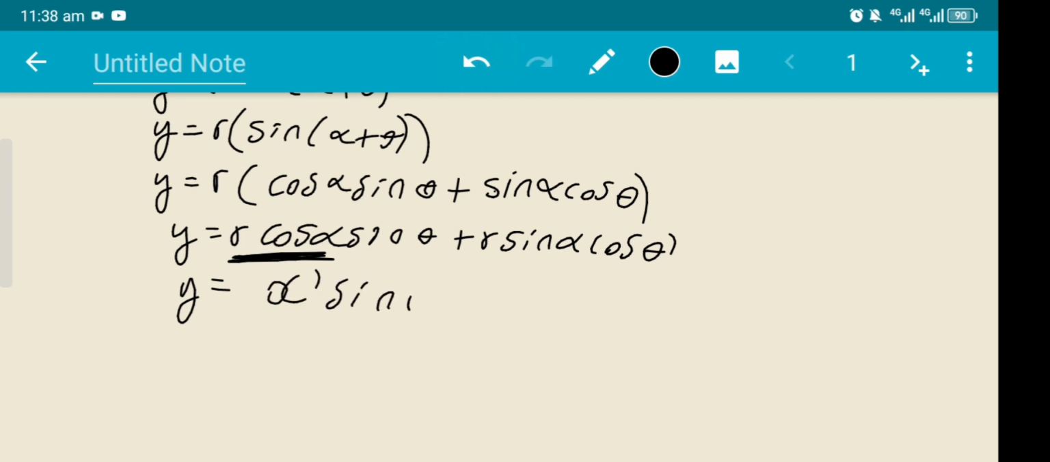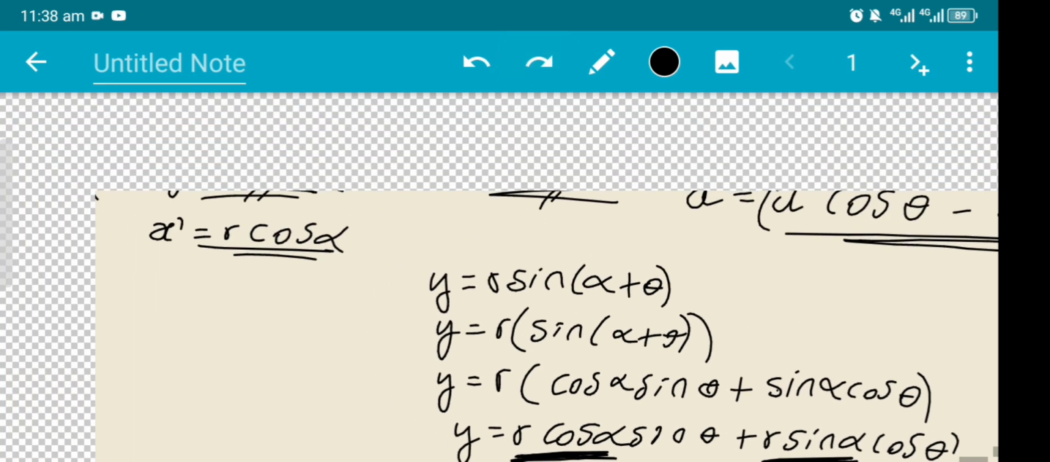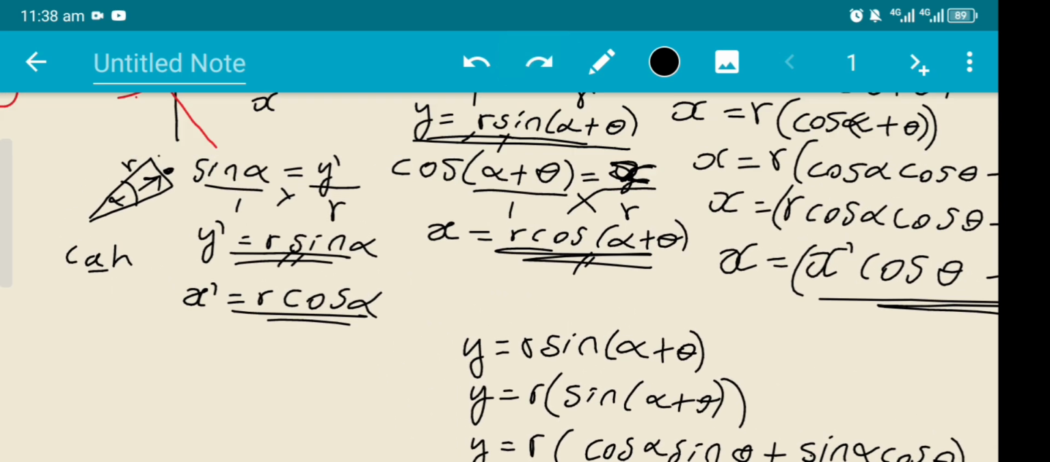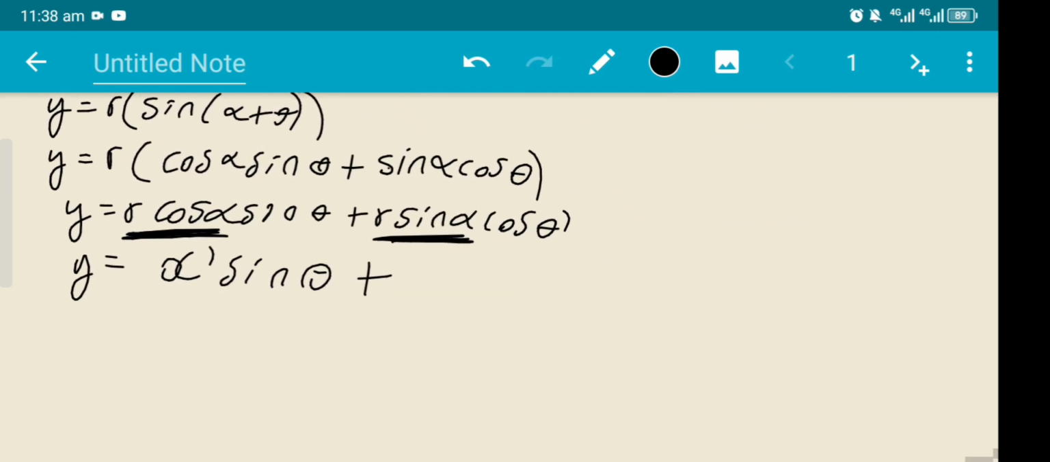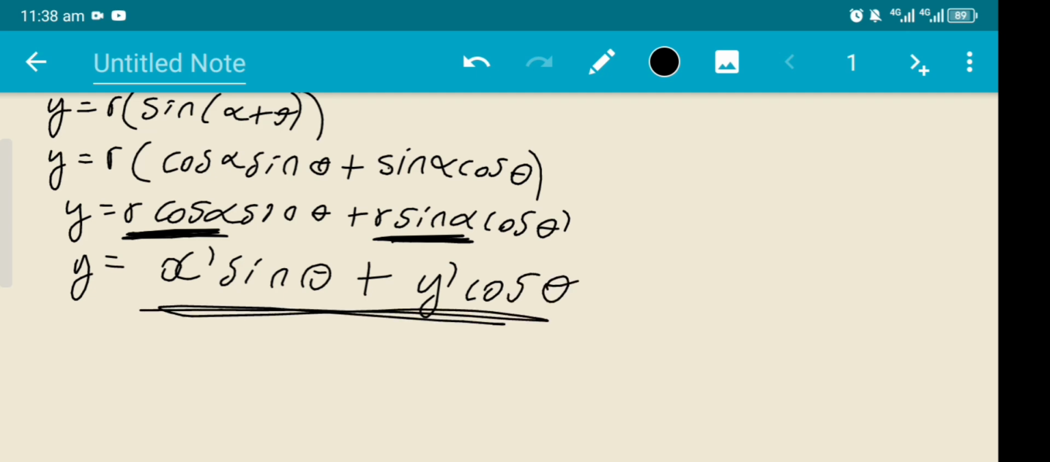sine theta plus, then let's take a look at this. Don't target the ones with theta, target specifically the ones with alpha, then replace them. So that's r sine alpha. So what are we going to do there? R sine alpha here, which is y prime. So this here is going to be y prime cos theta. So this is our other main equation.